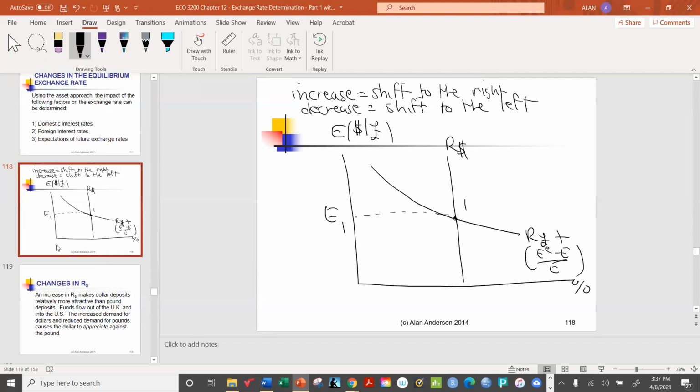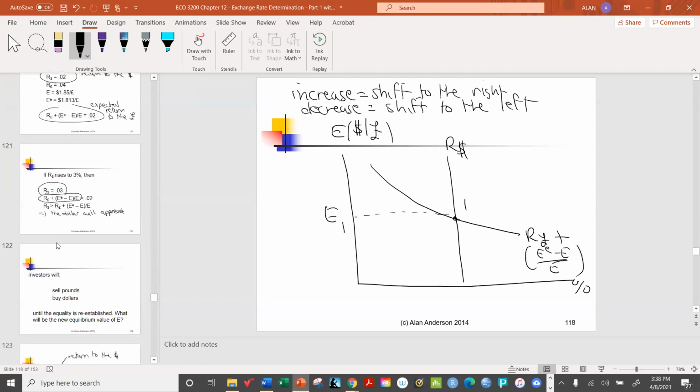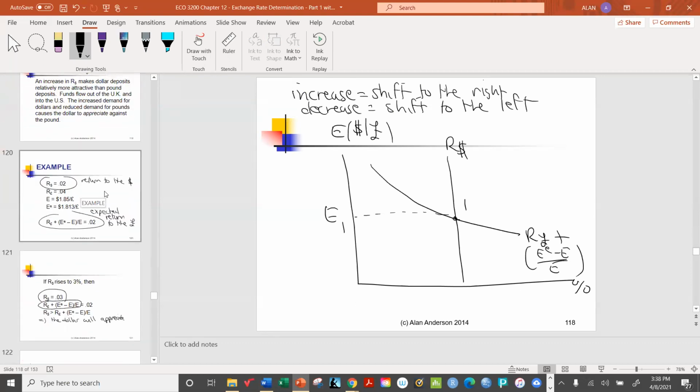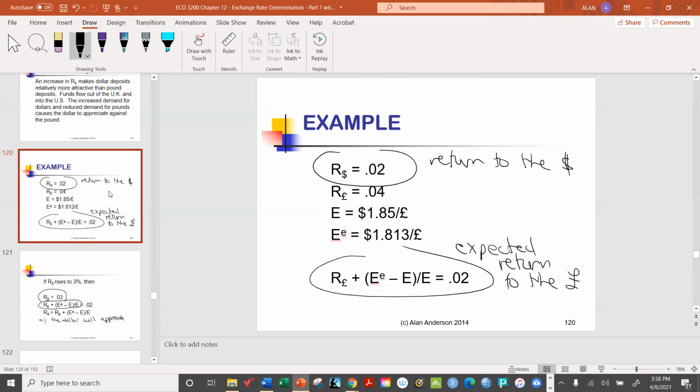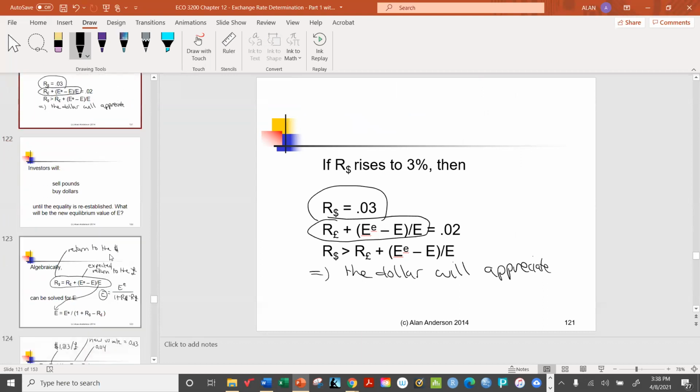But then what will the new equilibrium position look like? So just as a numerical example, let's assume, going back to our original data, with all the same numbers we had before, what if the US rate goes up to 3%? What happens to the equilibrium exchange rate? All right, well, we'll plug in the numbers. And let's see.